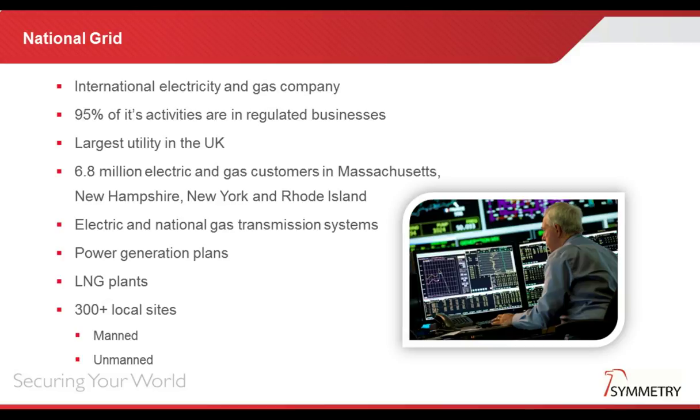On the US side, we have almost 7 million electric and gas customers in the Northeast that get their service from National Grid. They have power generation plants, propane storage facilities, liquid natural gas storage facilities, and over 300 local sites, some of which are manned, some of which are unmanned substations. And they all fall under different compliance rules.